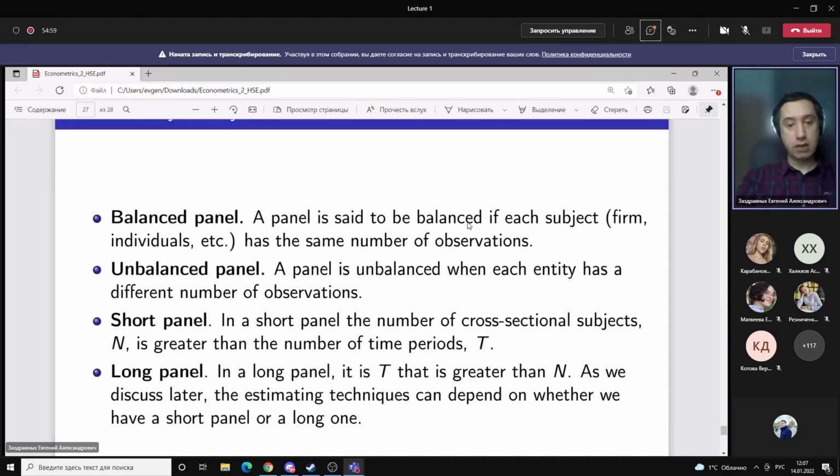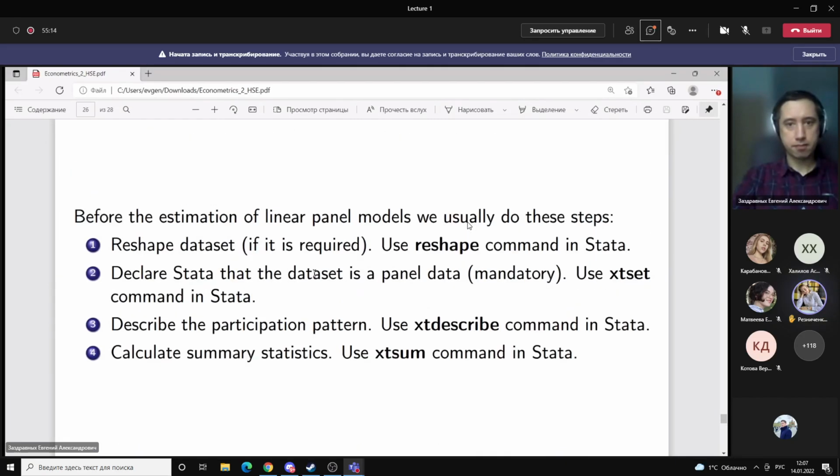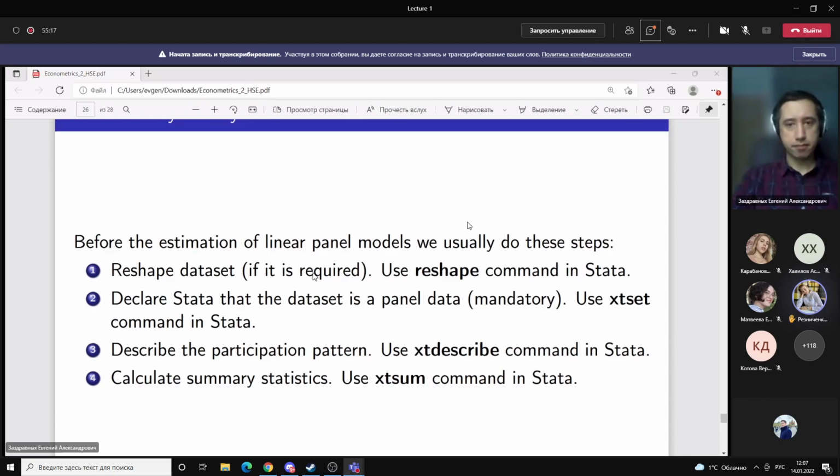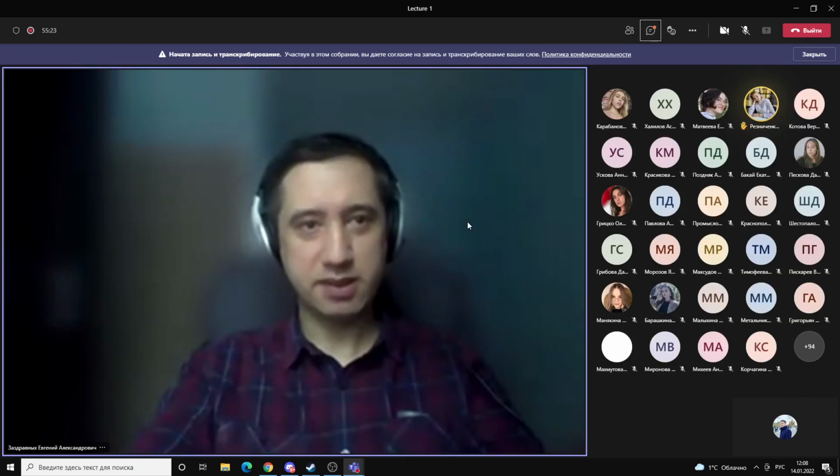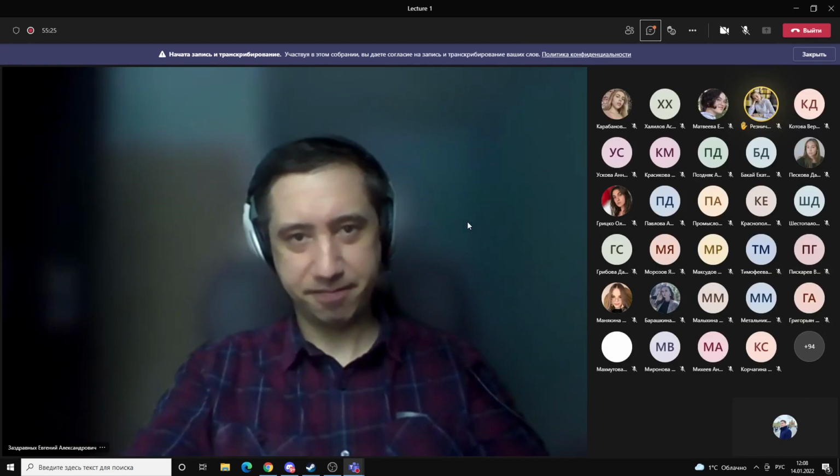Please, now everyone, I sent you a dataset. Sandrich, may I ask you a question regarding the previous slide where we had the Stata commands? Could you please clarify what the participation pattern means? Yeah, I want to do it right now in Stata. It's better to show it in Stata.